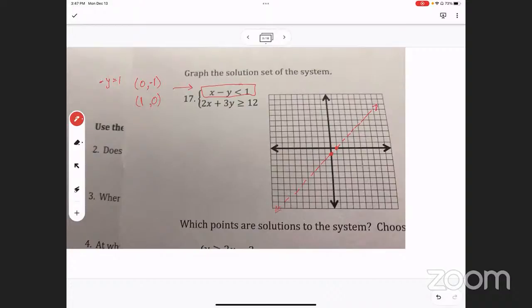And now I have to just shade it in a certain direction. Well, I'm going to test the point (0, 0). Here's (0, 0), which is above the line, right? Is 0 minus 0 a solution to this inequality? 0 minus 0 is less than 1. Is that true? Yep, it is true, which means I shade it up. So I'm just going to shade my red graph up.